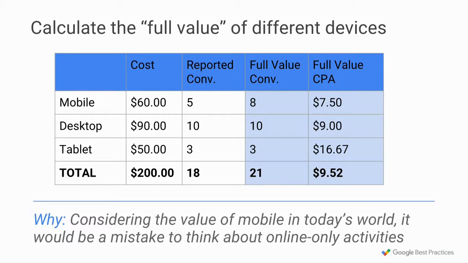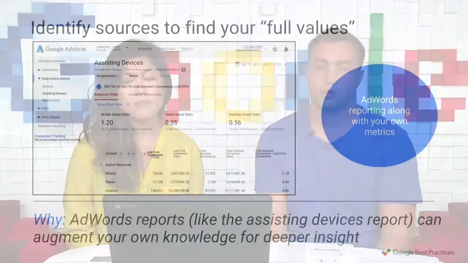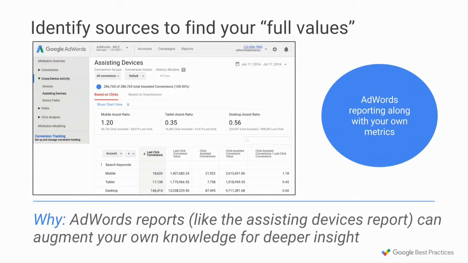To do this, you have a couple of options. One, we have a new report called Assisting Device Report in AdWords that tries to augment your own knowledge of how many conversions you got outside of the ones that are in the regular AdWords report. We also recommend that you use your own insights because you know your customer best. And so at the end of the day, you need to judge what are the best full value conversions that you get in your AdWords account.